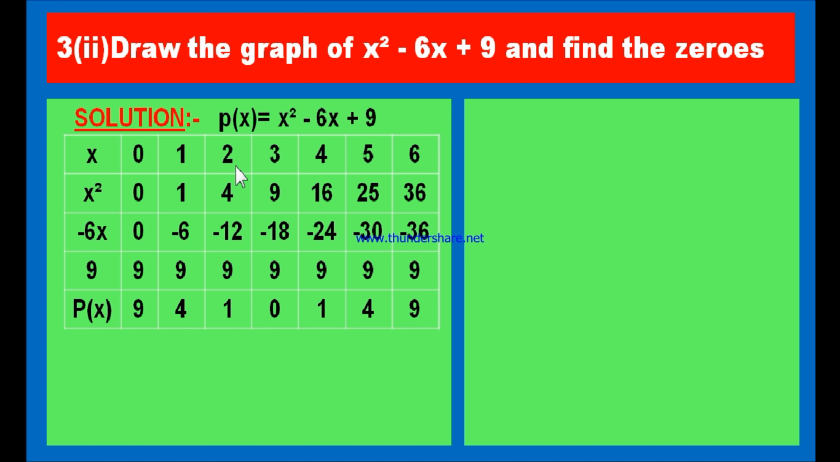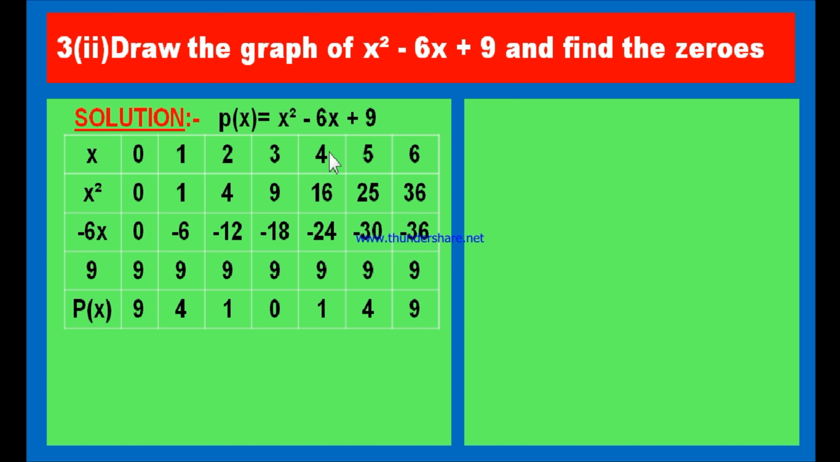Next, take x is equal to 2. X square, 2 square, 2 2 is 4. Minus 6x, minus 6 into 2 is minus 12. And this is 9. 4 plus 9 is 13. 13 minus 12 is 1. Therefore, the third point is 2, 1. Next, consider x is equal to 3. X square, 3 square, 3 3 is 9. Minus 6x, minus 6 into 3, minus 18. And this is plus 9. 9 plus 9 is 18. 18 minus 18 is 0. Therefore, the coordinates of the fourth point is 3, 0.